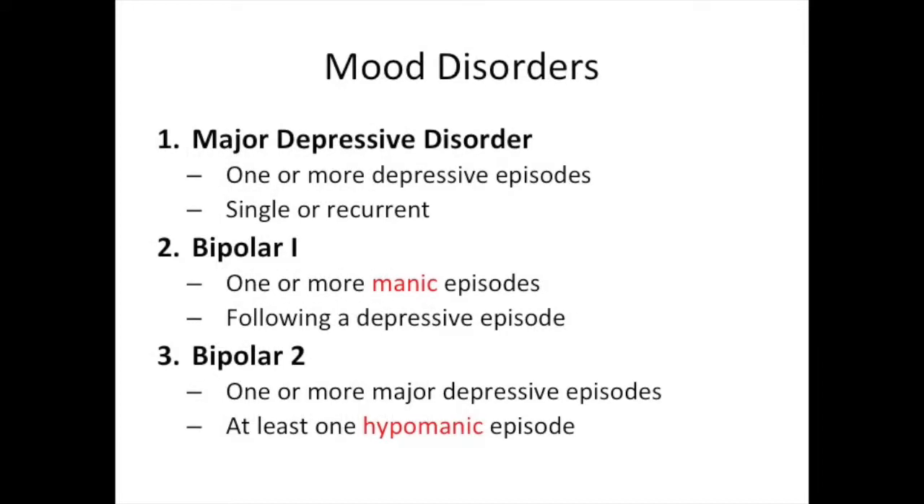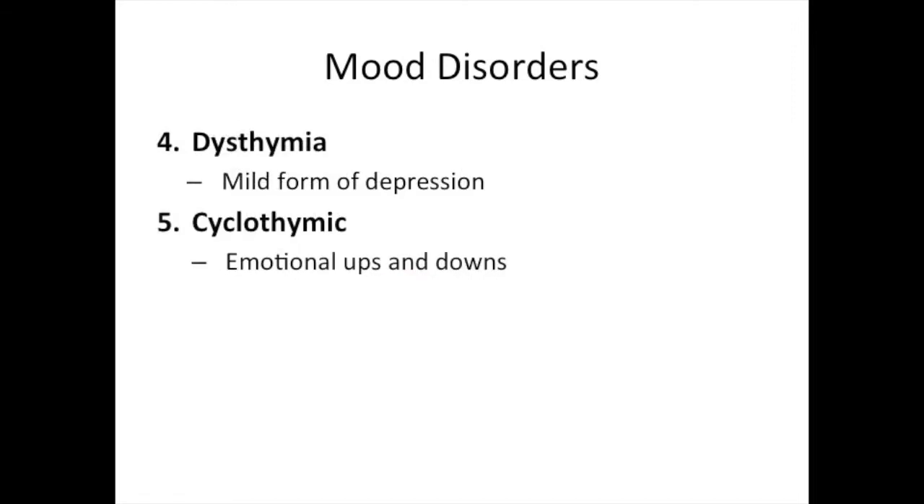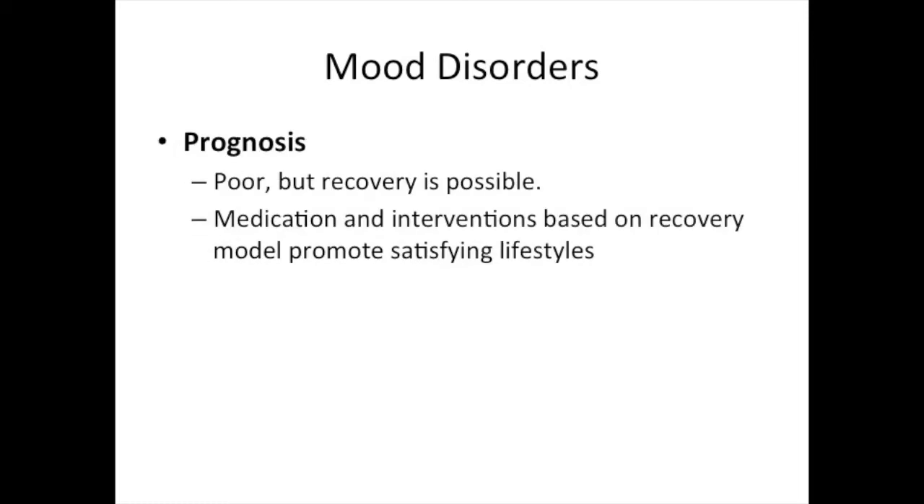The three major mood disorders include major depressive disorder, bipolar 1 and 2. Major depressive disorder has the depressive episodes. So does bipolar 1 and 2, but bipolar 1 includes manic episodes. Then look at bipolar 2 and notice the difference, that it has hypomanic episodes. This is way different than bipolar 1. Other mood disorders include dysthymia, which is a mild form of depression, and then cyclothymic, which has emotional ups and downs and does not qualify for a depressive episode or a manic episode. Prognosis is very poor, but recovery is possible.